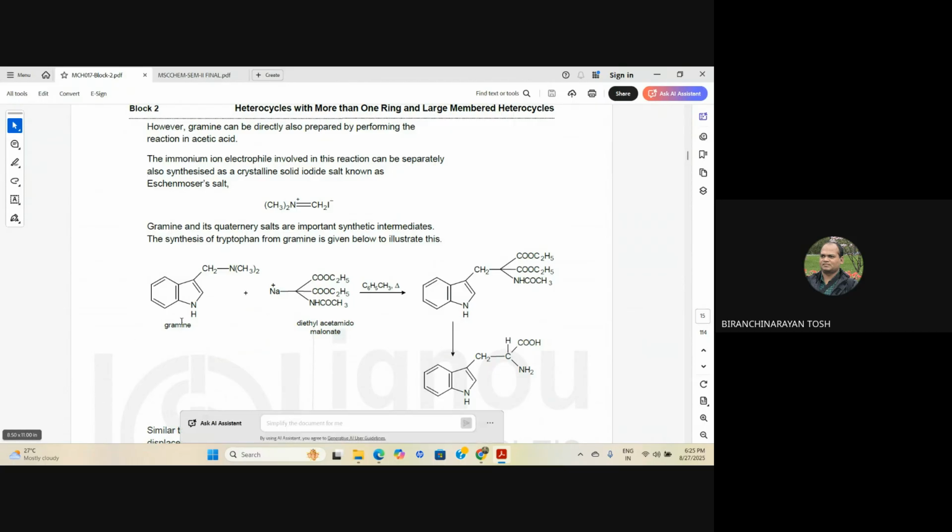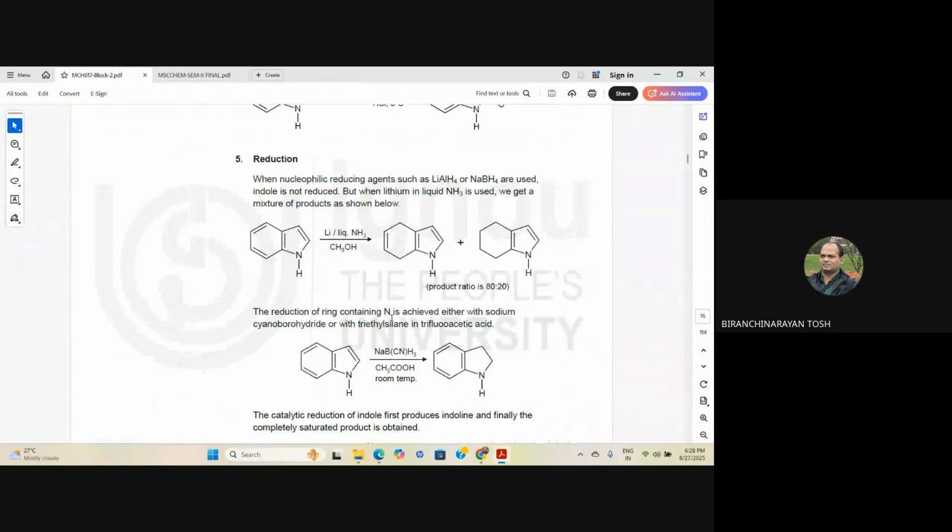This gramine and its quaternary salt are important synthetic intermediates. The synthesis of tryptophan from gramine is given here. You can see gramine we have taken, and then diethyl acetamidomalonate, malonic ester. In the presence of toluene as a solvent it gives this compound, which can be converted by decarboxylation to tryptophan.